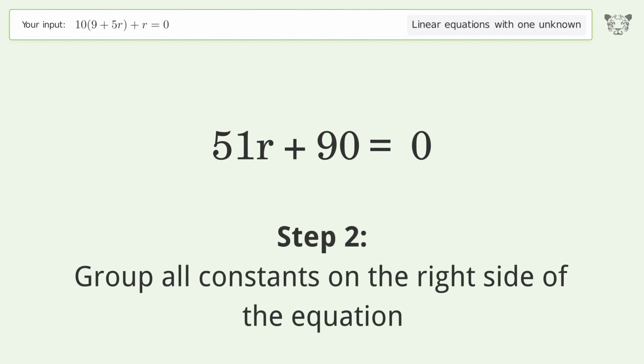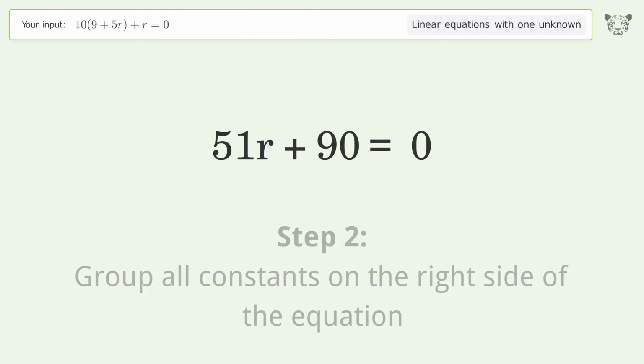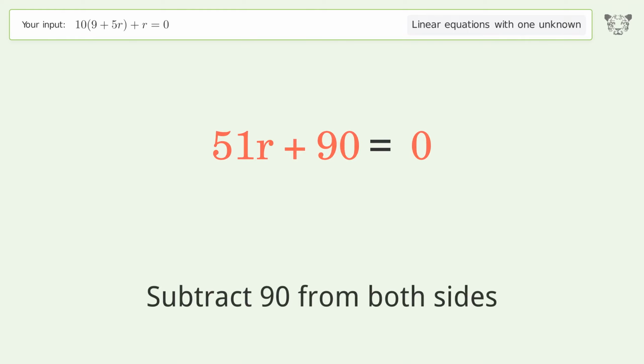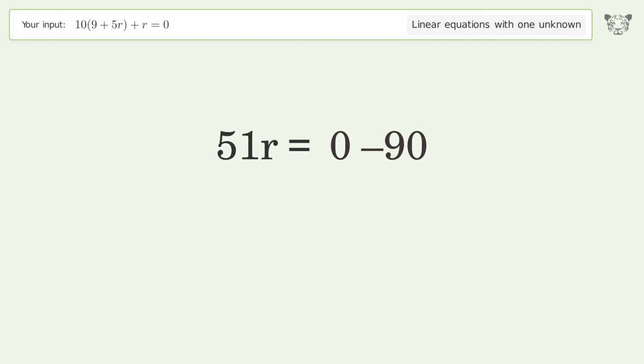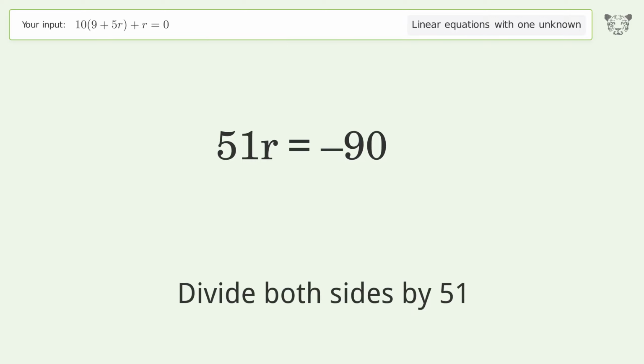Group all constants on the right side of the equation. Subtract 90 from both sides. Simplify the arithmetic. Isolate the m. Divide both sides by 51.